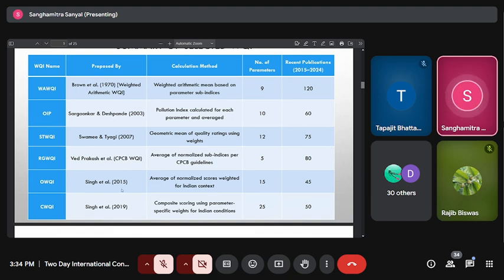OWQI developed by Singh et al. is an average of normalized scores weighted for Indian context. Please do not mistake this for Oregon Water Quality Index. They use 15 parameters, and then CWQI, the composite water quality index. This is similar to OWQI, but they refined their method and included almost 25 different parameters which were available from the CPCB websites.